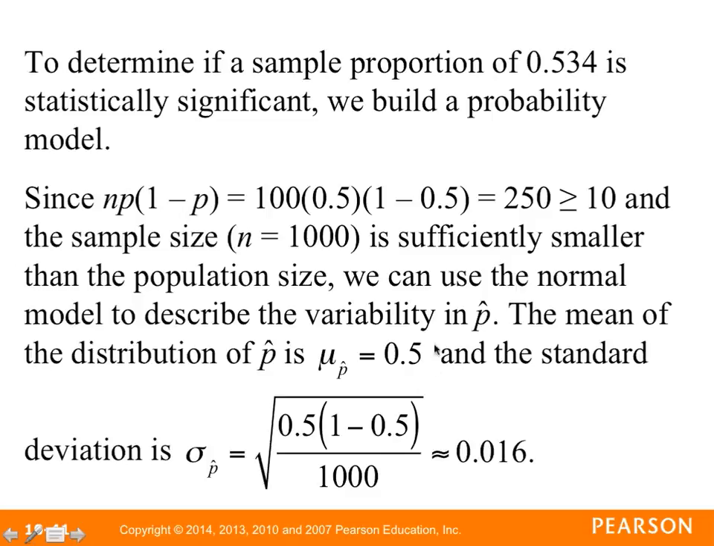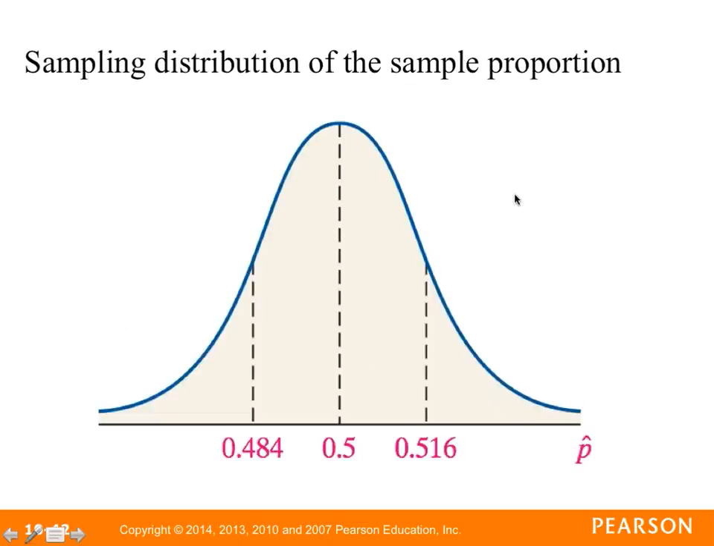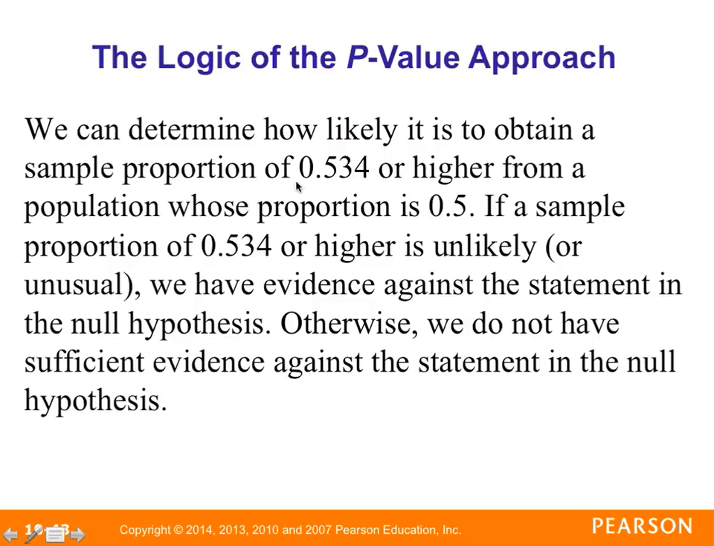The mean is going to just be 0.5, and then the standard deviation is going to be found by taking 0.5 times 1 minus 0.5 divided by 1,000, and then taking the square root of that. So we're taking the values from our null hypothesis there, which if you do this in your calculator, you get 0.016 for that value. So we have a sampling distribution of our sample proportion. We have 0.5 right here.